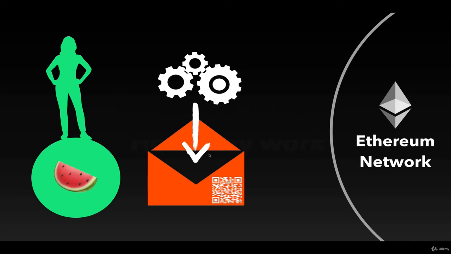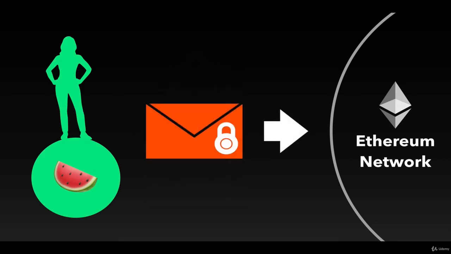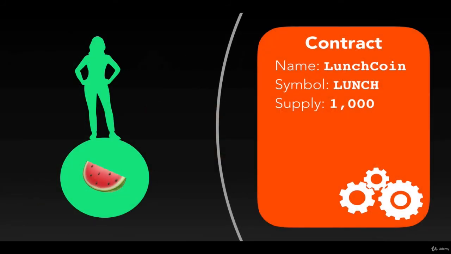That just means that watermelon person writes the code and includes it as the data for a transaction and sends it to a special address. That special address is 0. If you send a transaction to 0, then the Ethereum network will interpret that transaction as a contract. All that means is that the Ethereum network makes an address, a space, for our Lunchcoin contract that establishes the token.